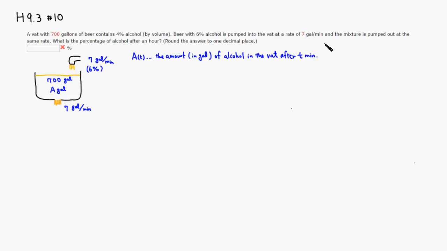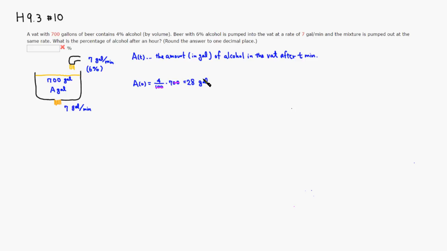Then initially it contains 4% alcohol, so that's A of 0. So 4% is 4 over 100, multiplied by 700 gallons. You can cancel the two zeros and two zeros, and there's going to be 28 gallons of alcohol initially in the vat.